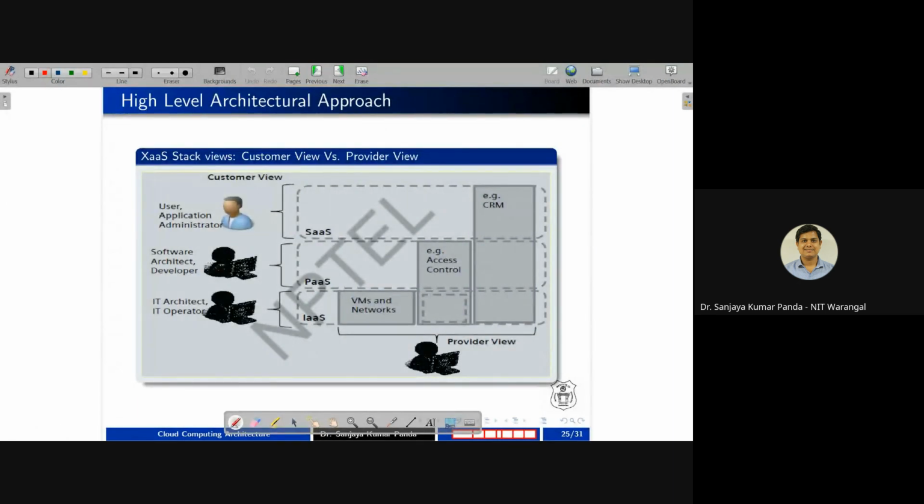Similarly, here you can see another different architecture where we are looking into who is working in which layer. Like if you talk about IT architect or IT operator, they are working in the IaaS level. But when you go for software architect, okay, or developer, they are working in the PaaS layer, or user, application developer, end user, or the top level management of a particular company, they are working in the top layer, that is the user layer.